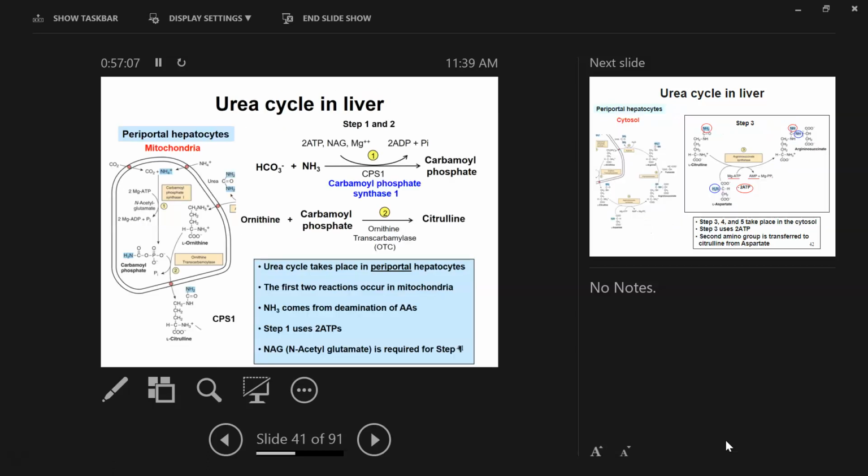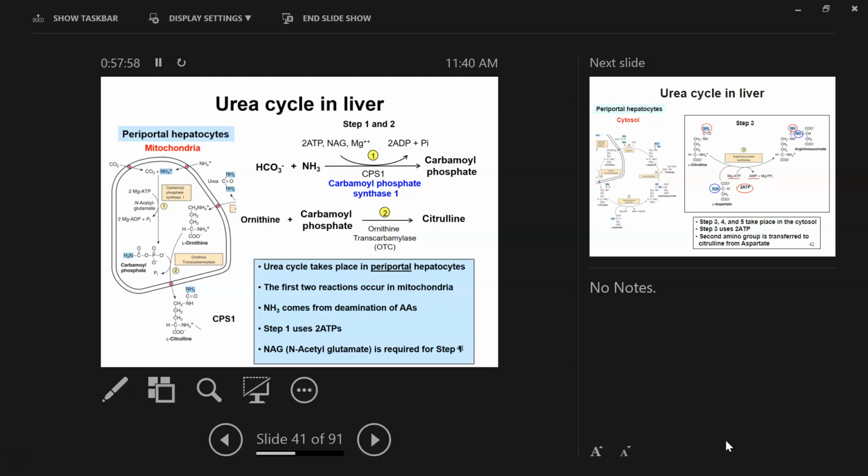Okay, now let's get to the details of the urea cycle. The urea cycle involves 5 steps in 2 different intracellular compartments, right? Mitochondria and cytosol. If you still remember, we mentioned the overall picture of the urea cycle earlier. The first 2 steps occur in the mitochondria, and the remaining 3 steps in the cytosol. Also, very important information you probably want to remember is that the urea cycle primarily occurs in the periportal hepatocytes, and not in the perivenous hepatocytes.